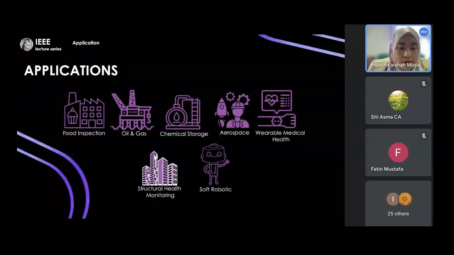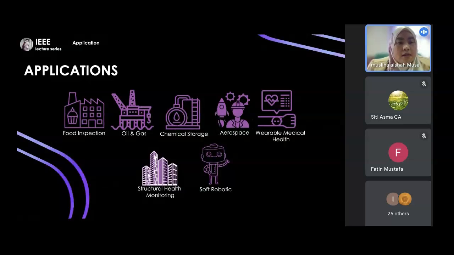Sorry, this is for the application. We can use the multi-parameter sensor for temperature and refractive index in food inspection, oil and gas, and also chemical. For liquid level, it may be in chemical storage, and also for aerospace, and for wearable medical health also we can do, as I said before, structural health monitoring and soft robotics.